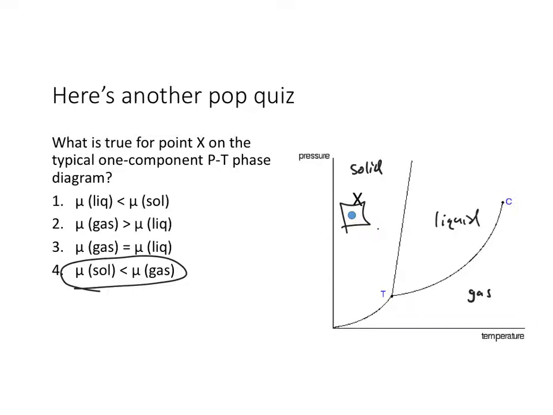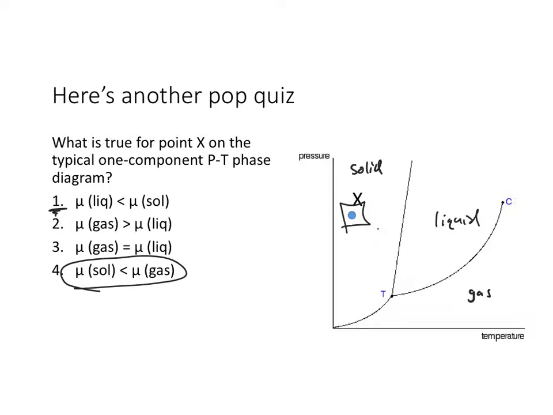So since the point is definitely in the solid phase, we can say that the chemical potential of the solid phase is less than the chemical potential of the gas phase. It's less than the chemical potential of the liquid phase too, but that's not one of the answers. Okay, let's go through each of these situations.